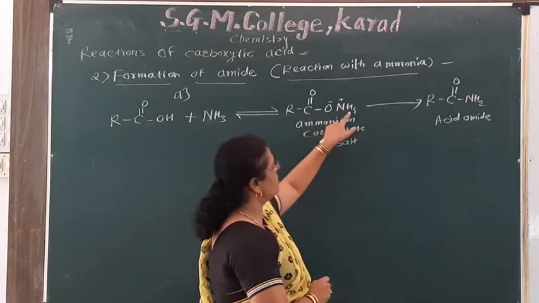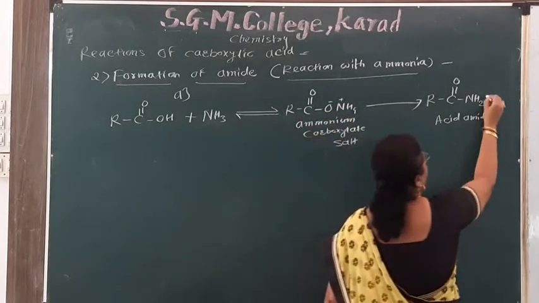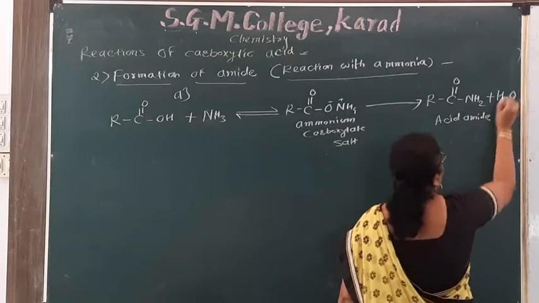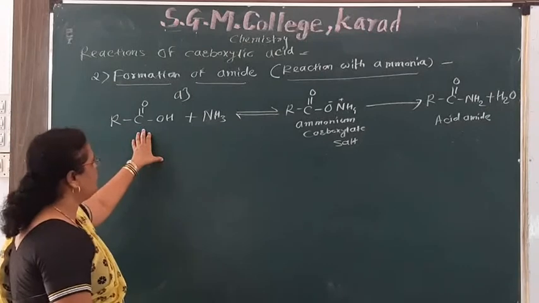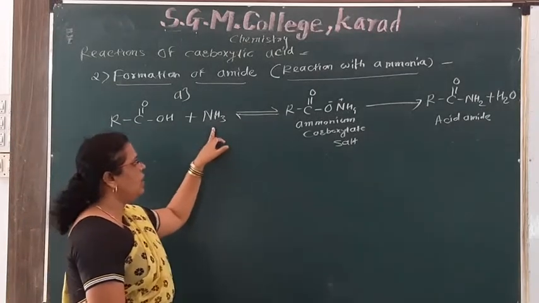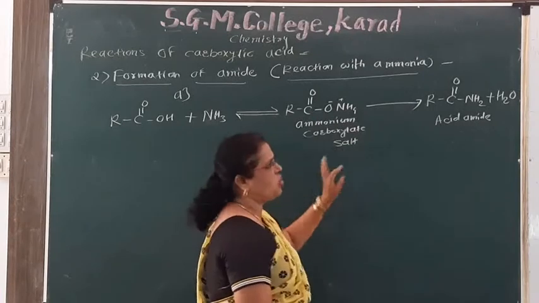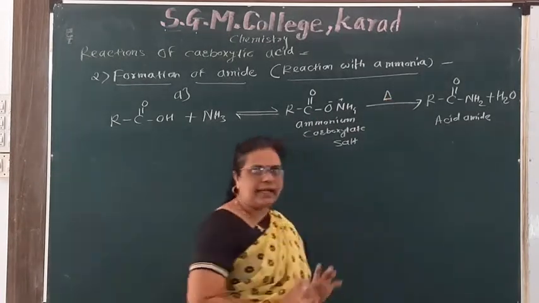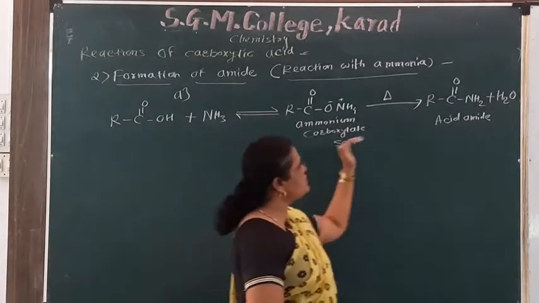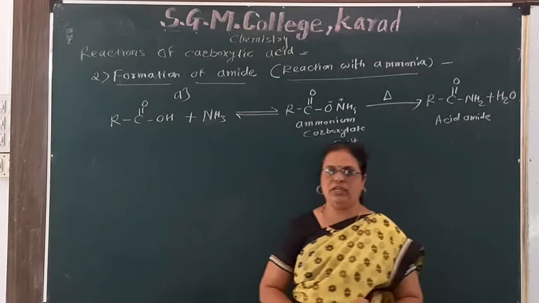Remaining are 2 hydrogen atoms and 1 oxygen. We get here H2O molecules. Means here carboxylic acid reacts with ammonia, then it forms ammonium carboxylate salt, which on strong heating at high temperature then decomposes to give acid amide and water molecule.